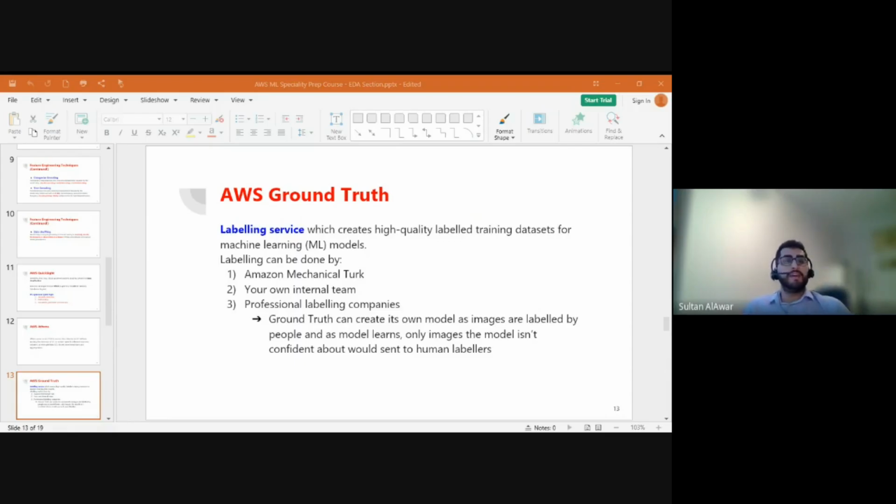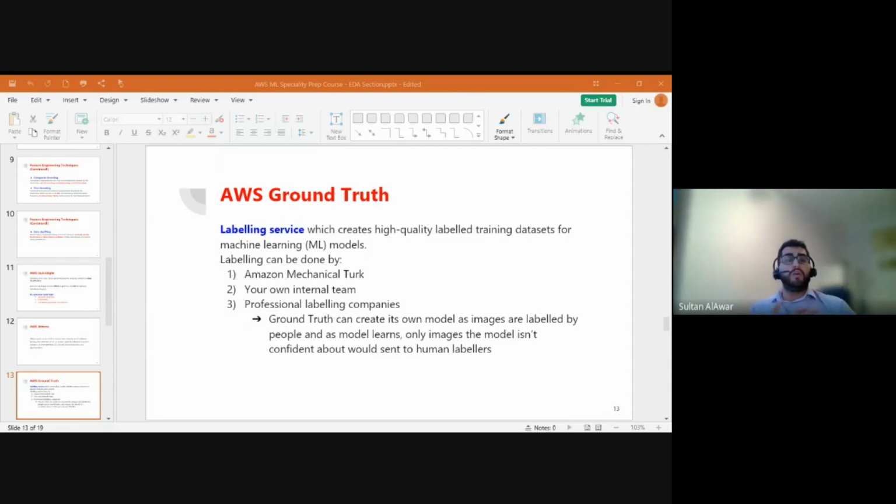for us. Labeling can be done by three options. First option is Amazon Mechanical Turk, which is like AWS staff, or we can use our internal team to label the data within the AWS Ground Truth platform, or we can hire professional labeling companies to do the labeling for us.